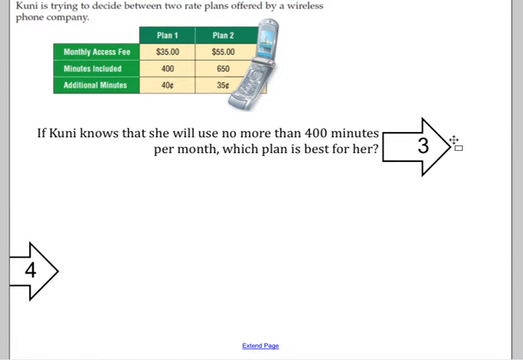It says, if Cooney knows that she will use no more than 400 minutes per month, which plan is best for her? Well, if you look at Plan 1, there's 400 minutes included for $35. And if you look at Plan 2, there's 650 minutes included for $55. So which one is the smarter one to make? Plan 1. It's only going to cost $35 because she's not going to use more than 400 minutes.